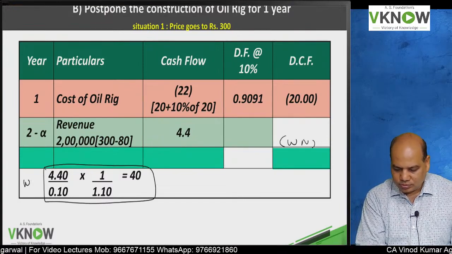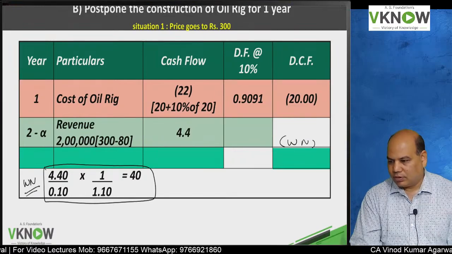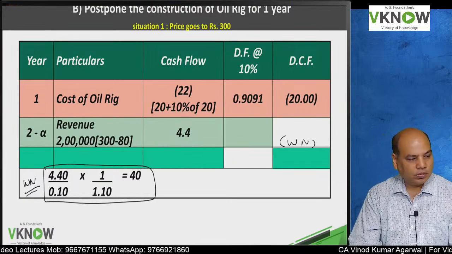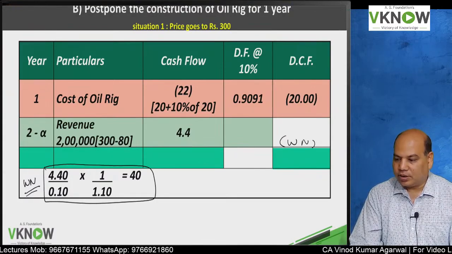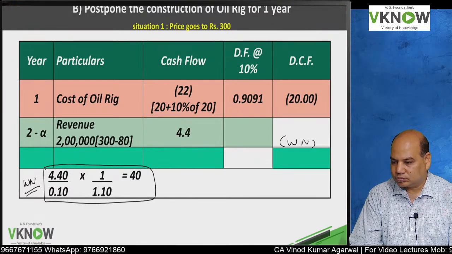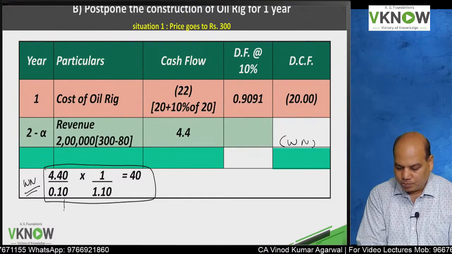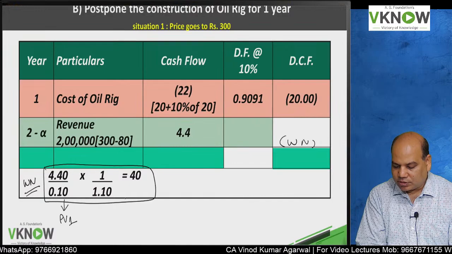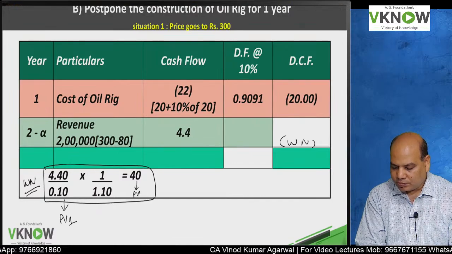Write down working note for present value. 4.40 divided by 0.10 into 1 by 1.10. This will give you PV1. By multiplying by this factor, this is PV0.